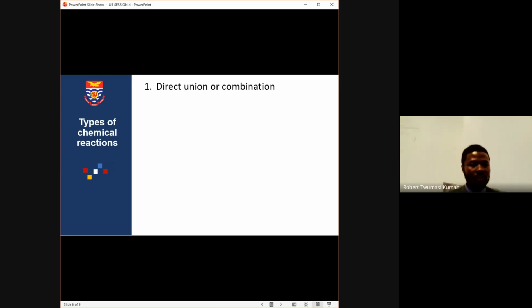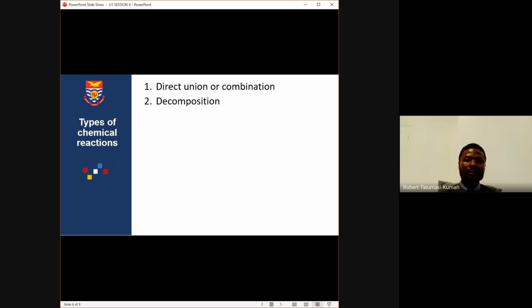Our next thing to do is to look at the types of chemical reactions. You need to write a word equation, you need to write a symbol equation, you need to balance it. But knowing the type of reaction helps you to write the equation so that you can balance it.